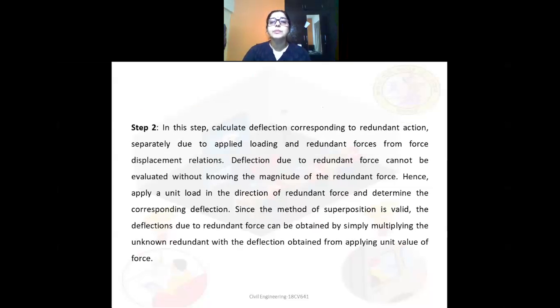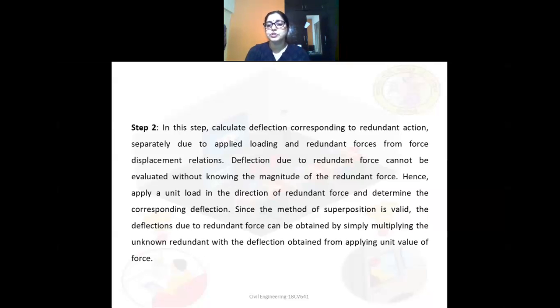So next step: calculate the deflection due to the redundant force. I'll assume that the redundant force is equal to 1 kilonewton, and you have to apply it separately for each load. For example, if I have two redundant forces, for one redundant force you apply a unit force of 1 kilonewton. What is its effect on each support? I have to calculate that with the help of force-displacement relations. The deflection due to redundant force cannot be evaluated without knowing the magnitude of the redundant force. Hence, apply a unit load in the direction of the redundant force and determine the corresponding deflection.